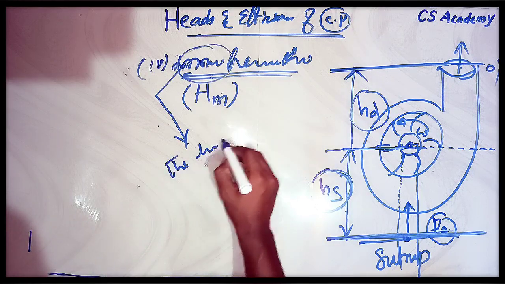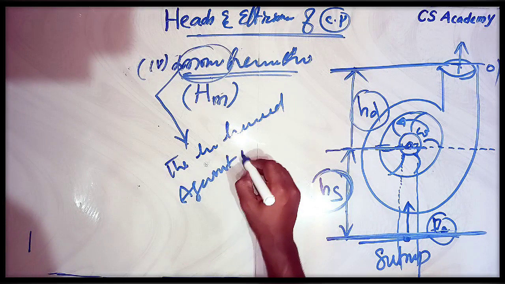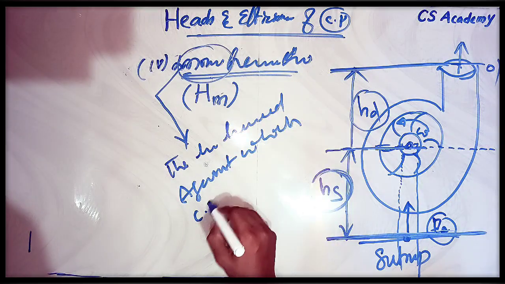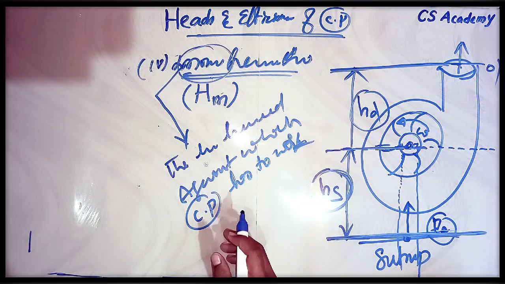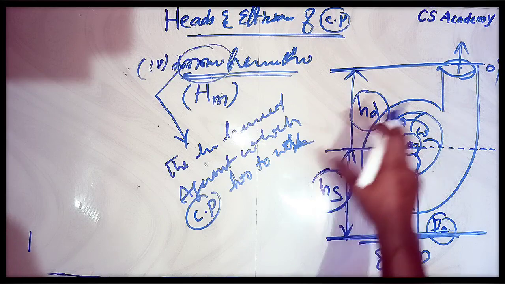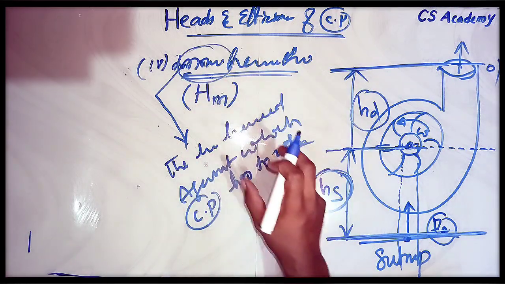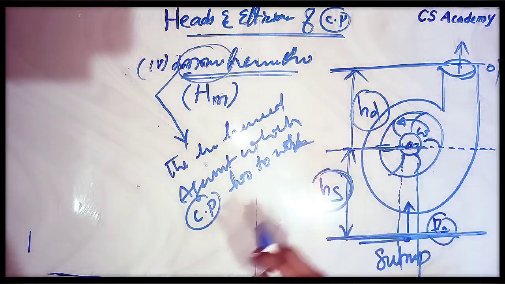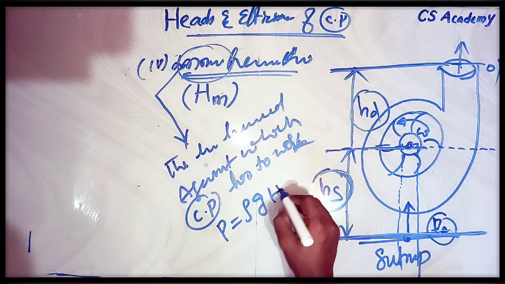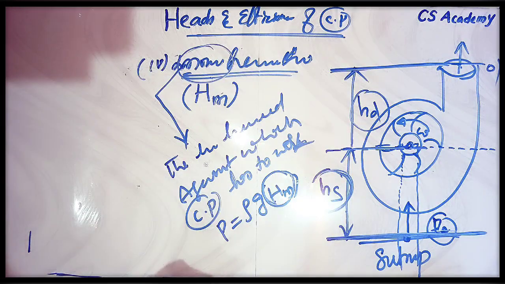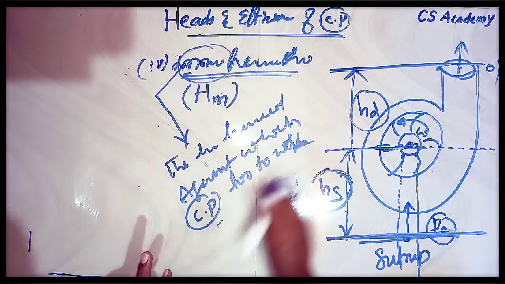Similar to these manometers, the definition of manometric head is nothing but the total head against which the centrifugal pump has to work. That is, the total head developed by the centrifugal pump is nothing but the manometric head. With the help of this manometric head, we will calculate the pressure developed by the centrifugal pump. That is, the pressure developed by the centrifugal pump is nothing but rho g H suffix M. This is the manometric head.